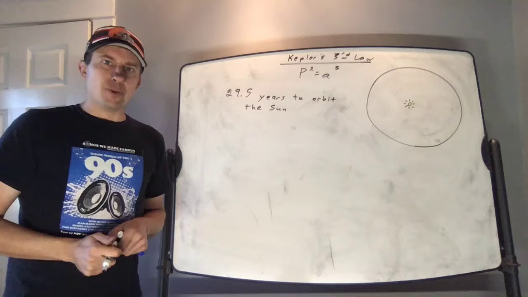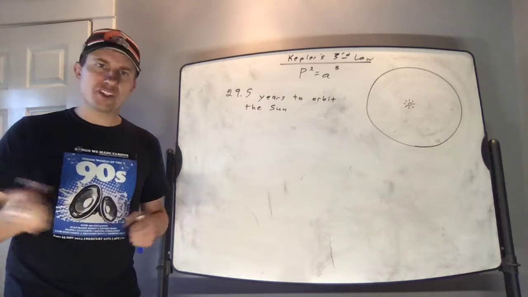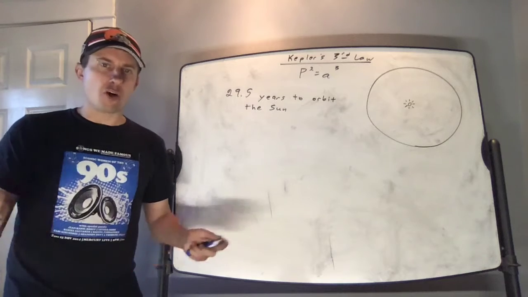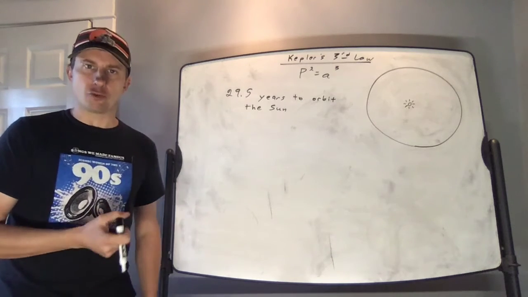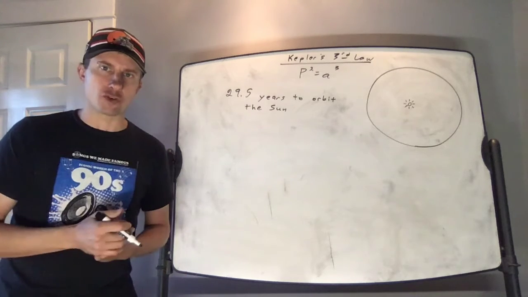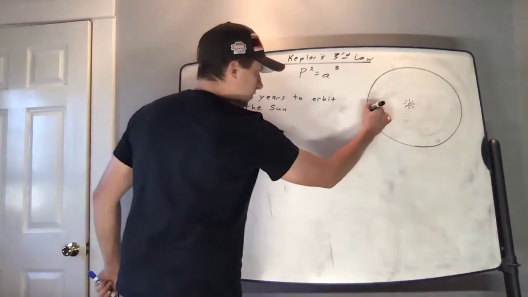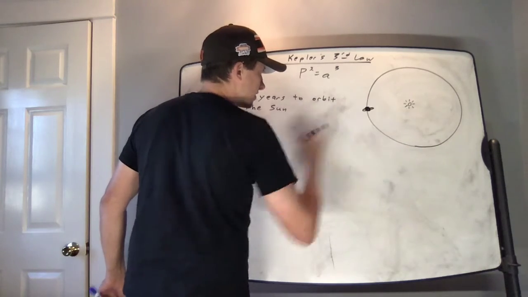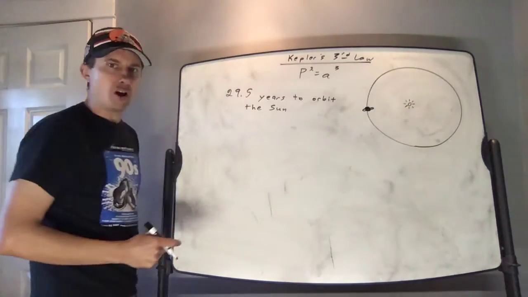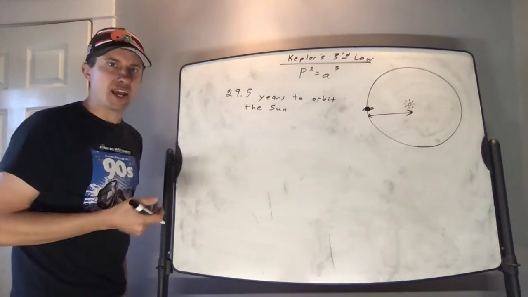In the next example problem, we are told that it takes 29.5 years for Saturn to orbit the Sun. What is the average distance from Saturn to the Sun? As a general rule, not only for Kepler's third law problems, but for any type of calculation in this course, it can be a very effective strategy to begin by drawing a picture of what's going on in the problem. So here I have the Sun at the center of the solar system. We have the orbit of Saturn, and I'm going to draw Saturn in right here. We are told that it takes Saturn 29.5 years to go around once, and we are asked, what is this average distance from the Sun to Saturn?